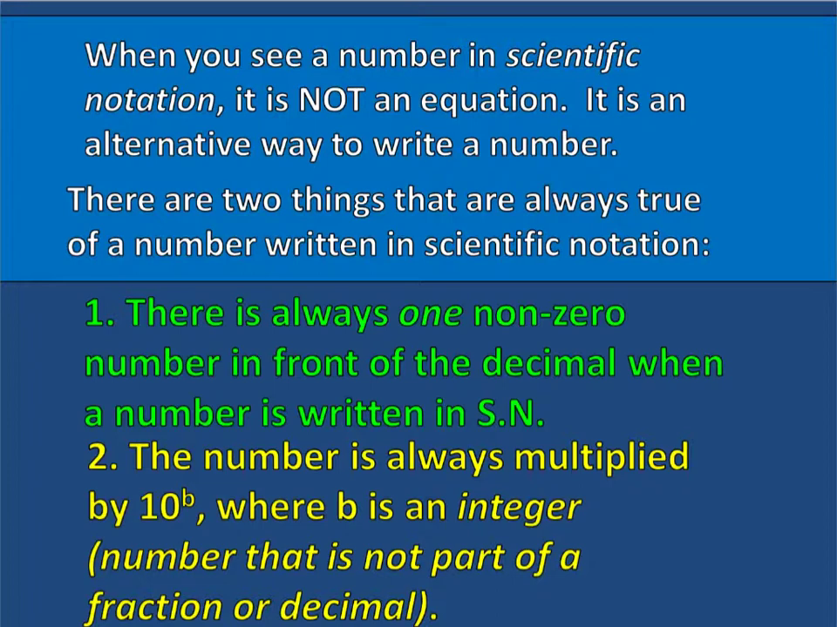So again, two things are always true for numbers written in scientific notation. There is always just one non-zero number in front of the decimal, so the rule written in green, and the second is that the number is always multiplied by 10 raised to another number, and that number will never be a fraction and it will never be a decimal. It's always a whole number or an integer.